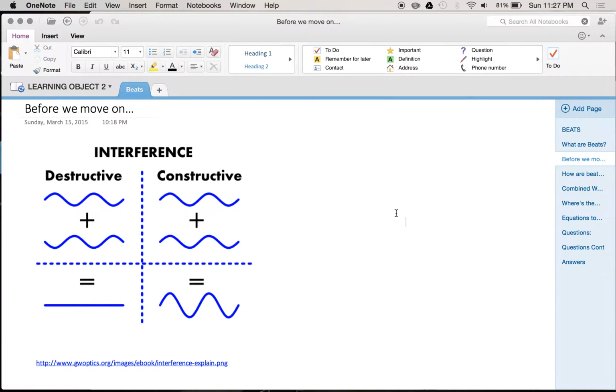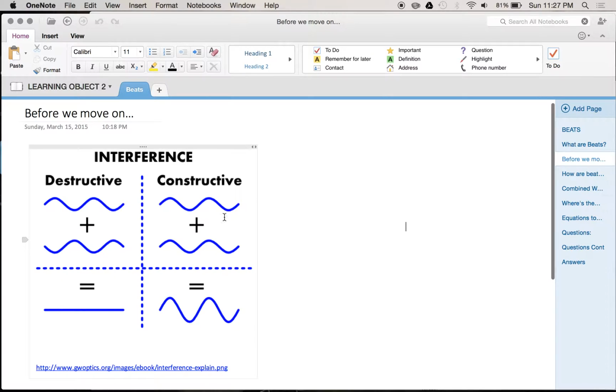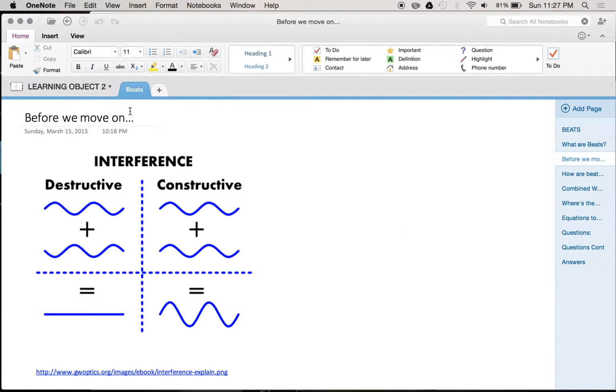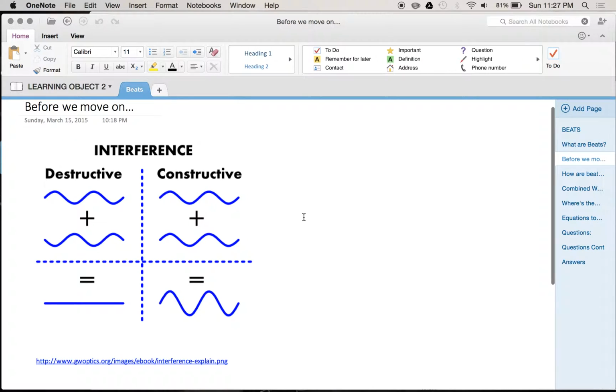So before I move on to talk more about beats, we need to really understand what interference is. So there's two types of interference: destructive and constructive. Now you can think of destructive as you being destructive, and the two destructive waves kind of cancel each other out. So we got two bad kids, destructive, and constructive, they're constructively helping each other out to make one larger wave.